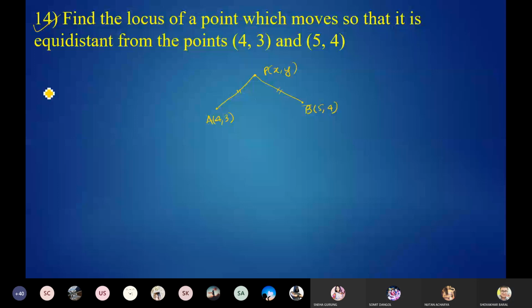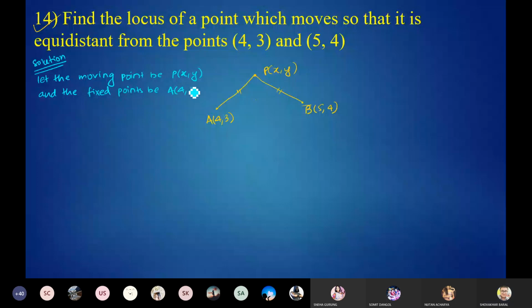So let's solve it. What is the condition? Can you tell me what is the mathematical condition here? I'll discuss it later also in step number 2, but before that let's write: let the moving point be P(x, y) and the fixed points be A(4, 3) and B(5, 4). These are the fixed points.